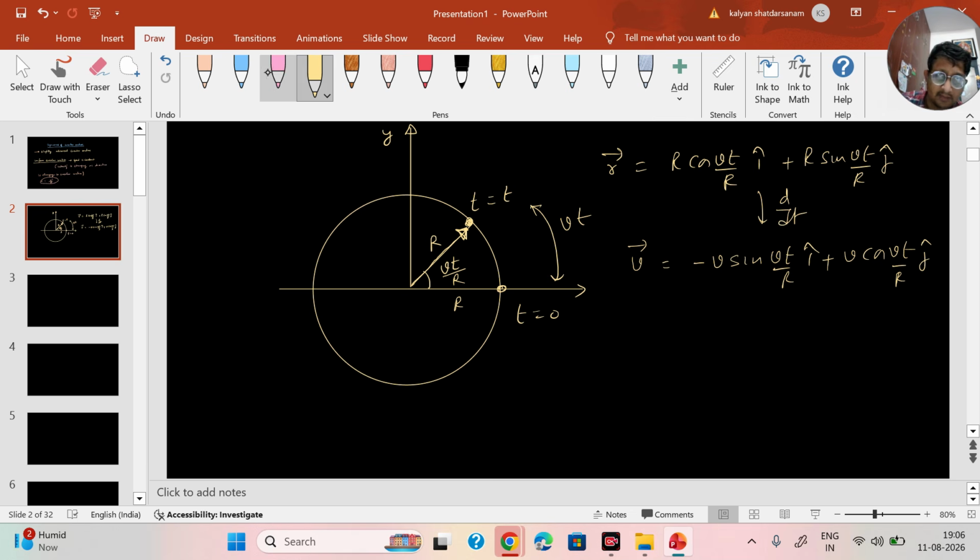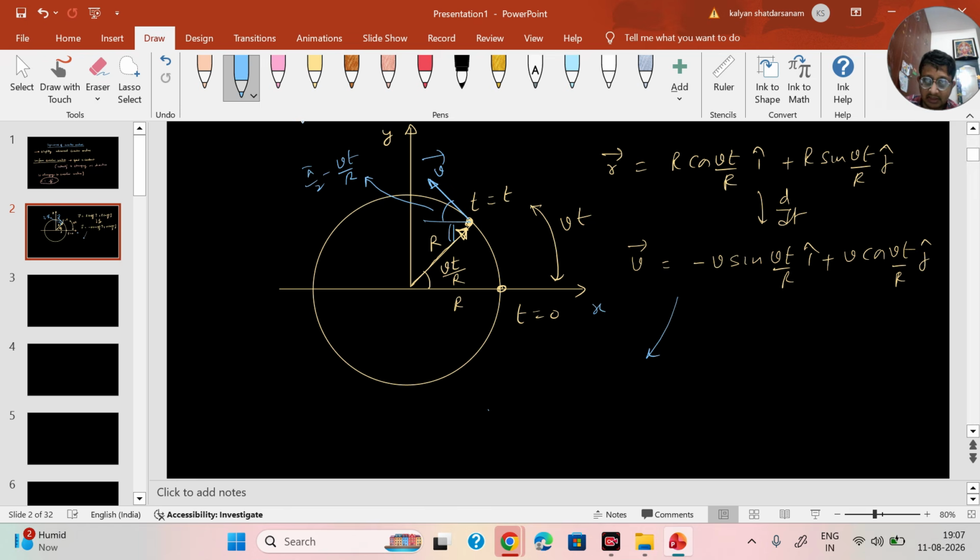You could have done it in a different way. If this is the velocity, this angle is also vt by r. So this angle is pi by 2 minus vt by r. So you can take components of that velocity. X component will be cos(pi/2 minus vt/r), that is sin(vt/r), directed along negative x-axis. Similarly, y component I could have got from there.